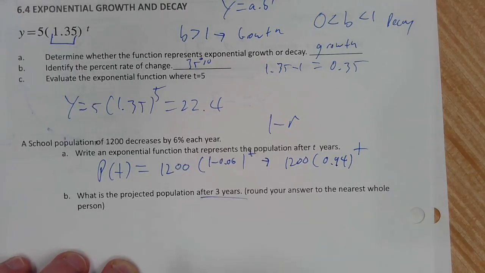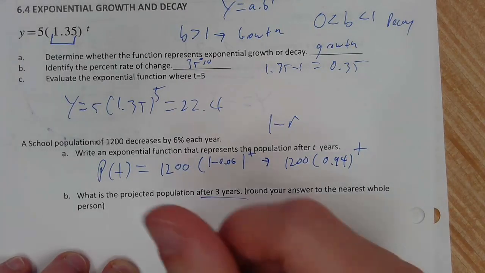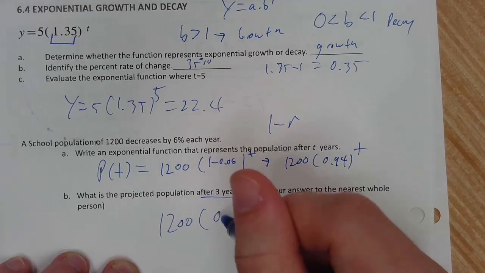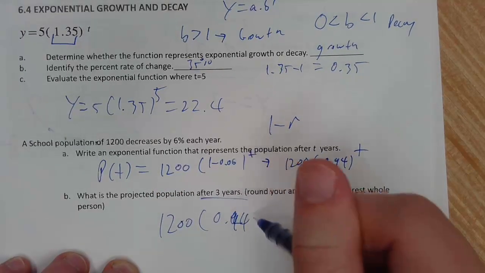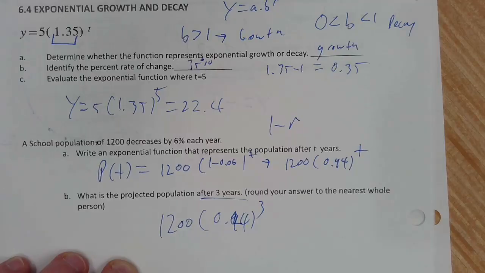What's the projected population over 3 years? You just plug in a 3 for t. 1,200 times 0.94 to the third. Again, you would use your calculator for this, or you could leave it in that form, right? You would get 996.7.